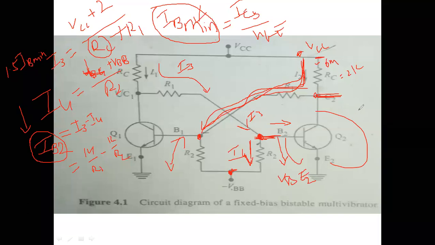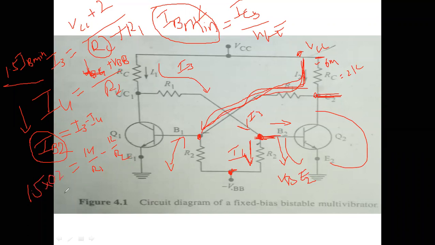Therefore, in order to find the maximum current flowing in the base circuit, there is a relation that it will generally be 1.5 times. So you may get this value as 1.5 times IB minimum. The IB minimum value we got is 0.2 milliamperes.